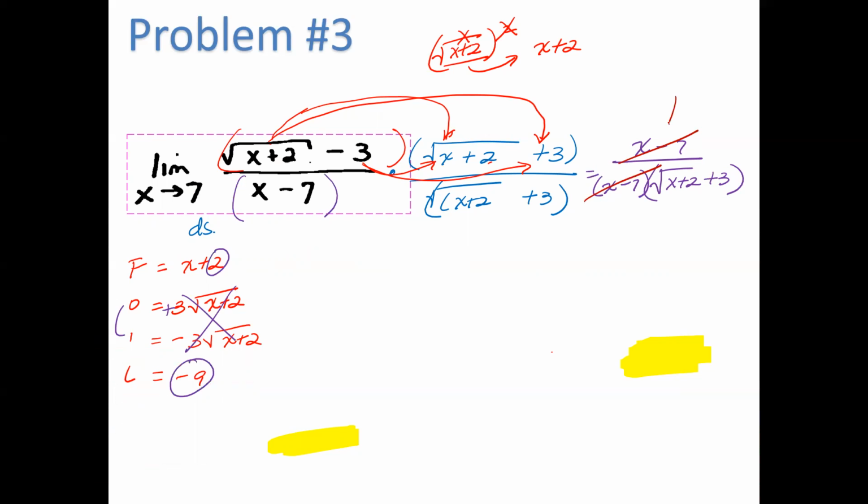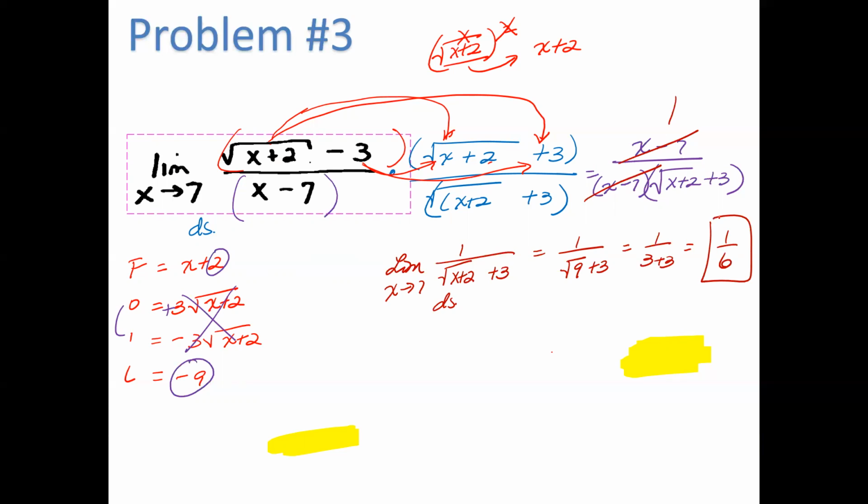So my numerator is now a 1, and I have 1 over square root of x plus 2 plus 3 with a limit as x approaches 7. If I use direct substitution now, I know I will not have it undefined. So I have 1 over square root of 9 plus 3, which is 1 over 3 plus 3, which is 1 over 6. And that is your answer.